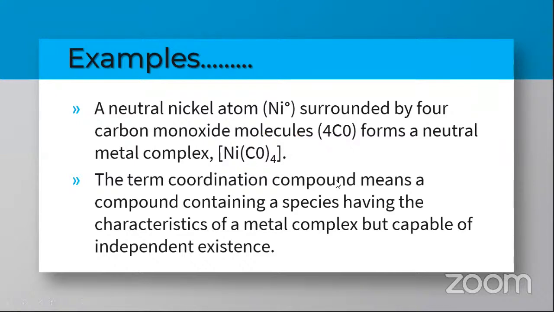Then here we have the term coordination compound, which means a compound containing a species having the characteristics of a metal complex, but capable of independent existence. So the only difference between a metal complex and a coordination compound is that a coordination compound has some properties of our complex, and it can stand on its own, or be independent, whereas a complex cannot. That is the difference. We shall look at coordination compounds and also the complexes so that we can get to know the differences better.